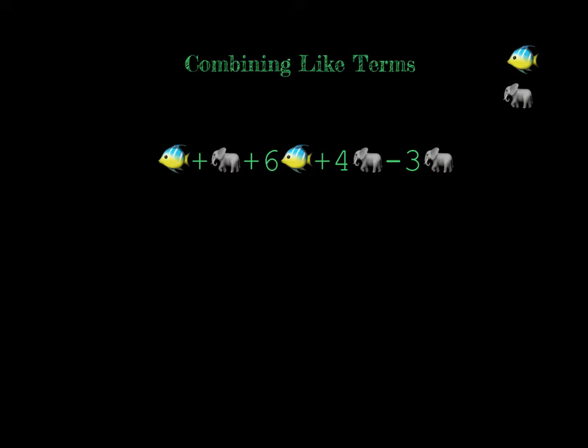My expression says 1 fish plus 1 elephant plus 6 fish plus 4 elephants minus 3 elephants. Now, to combine like terms, I look at the ones that have the same variable, or in this case, the same picture. So I would say 1 fish plus 6 fish, and we know that 1 fish plus 6 more fish would give us a total of 7 fish.